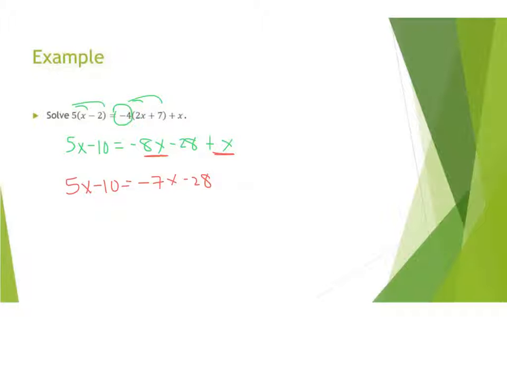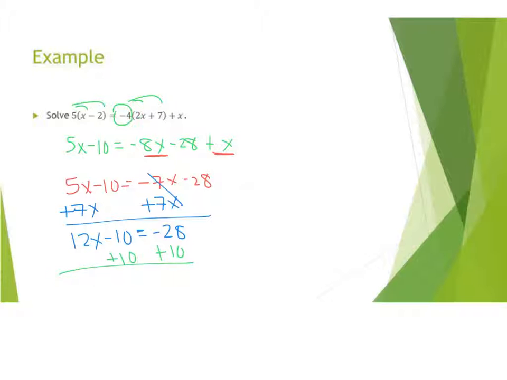Now we're at the step we were on in the previous problem. You want to get your x's on the same side, so I'm going to add 7x because that cancels with the negative 7x. And that's going to give me a positive x. Since my variable is on the left, I'm going to put my constant on the right. And that gives me 12x equals negative 18. And our last step here, divide by 12.